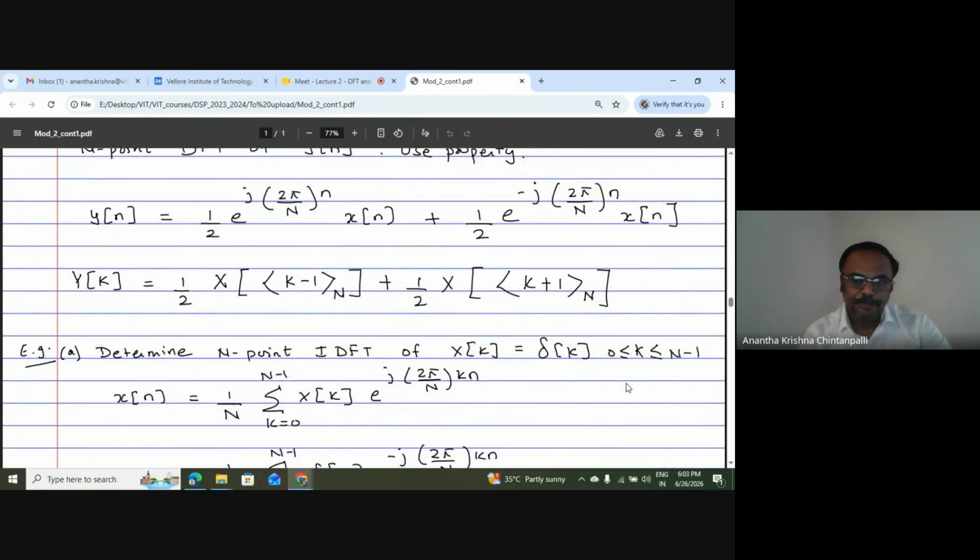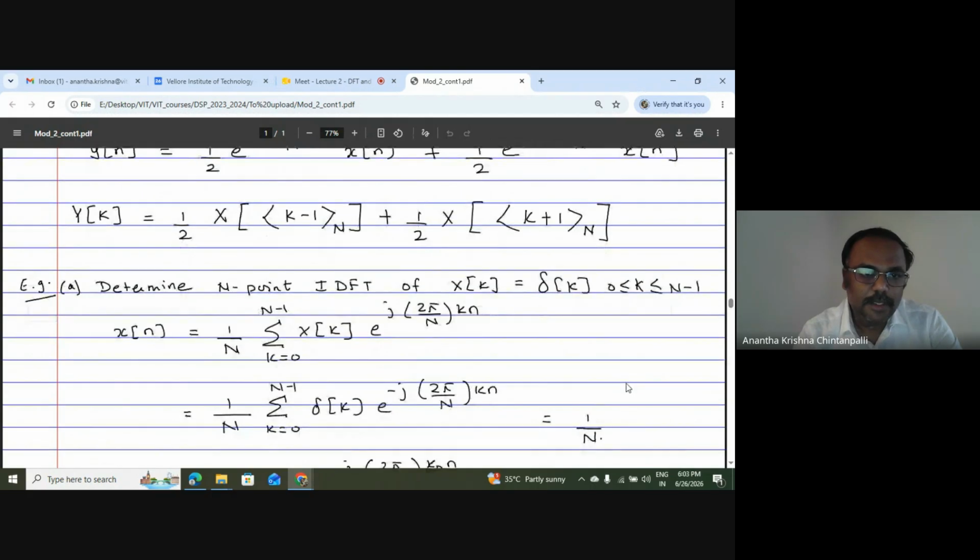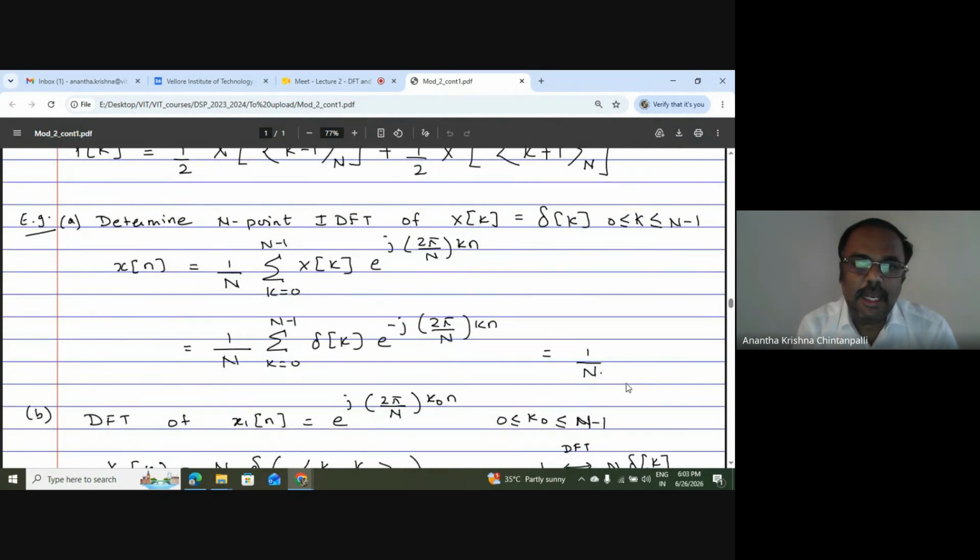Okay. Now, this is one example. Another few examples: determine the N-point inverse discrete Fourier transform of X of k when it's delta of k, where k goes from 0 to N minus 1 inclusive. So x of n is given by your regular formula. In capital X, you put delta of k. You know that it is defined only at k is equal to 0, because delta of k means that the value is 1 at k is equal to 0. For other values of k, the value is going to be 0. So this is summation, and this is going to be 1 over N.